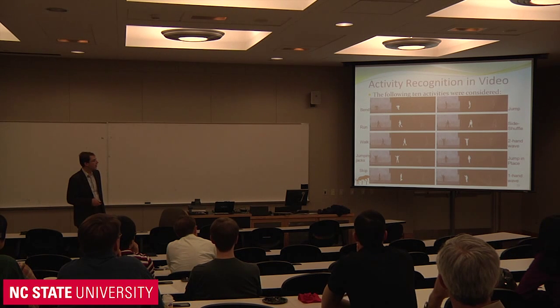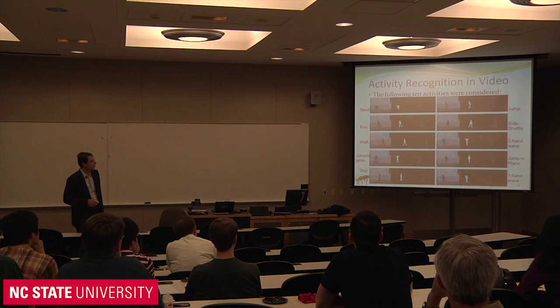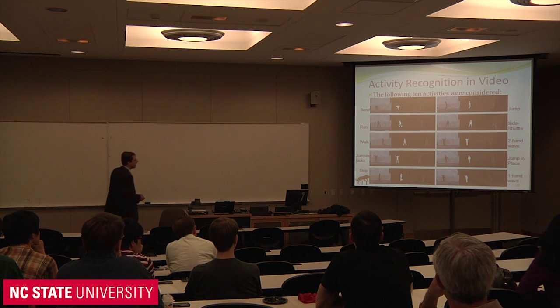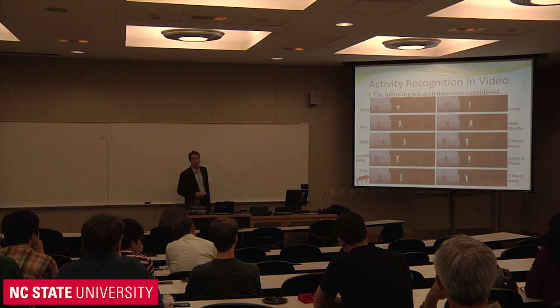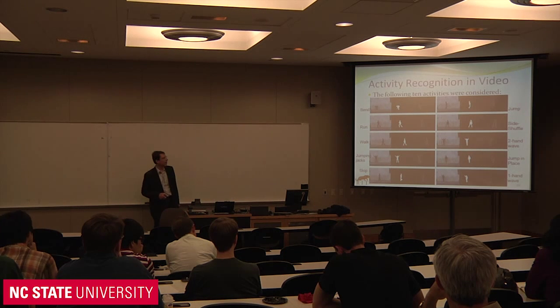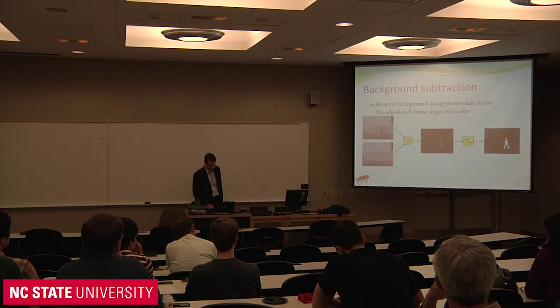So there are some standard sets with activities. This one has activities like walk, run, jump, skip, bend, shuffle, jump in place, wave one hand or two hands. And you can see just by looking at those silhouettes, just one frame, you can kind of tell which activity people are doing. So we thought that would be a good way to start.